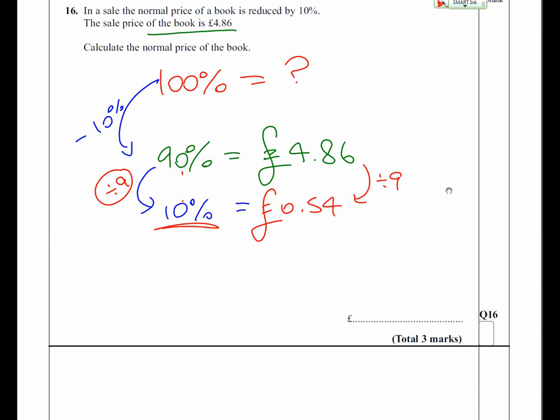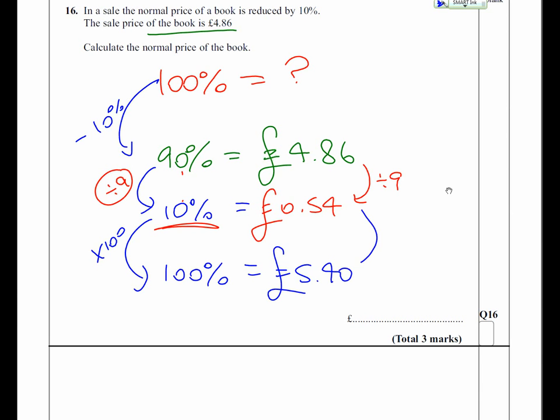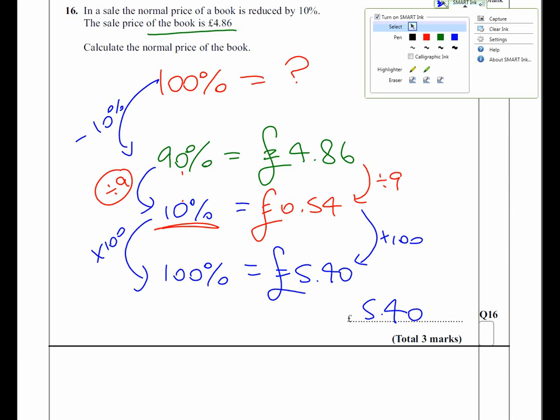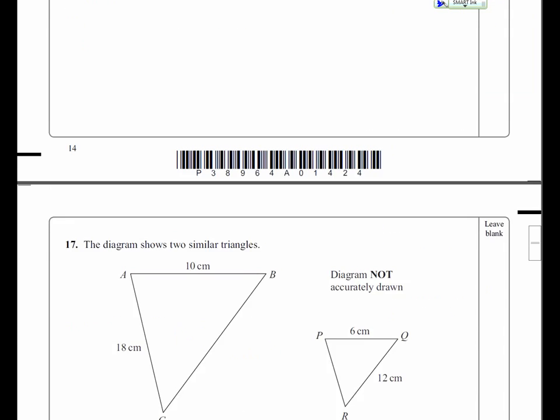And then times by 100 to get 100%. And that's going to give you £5.40. Okay, which is your answer. That's how much the book was.